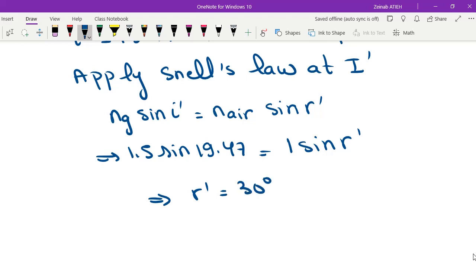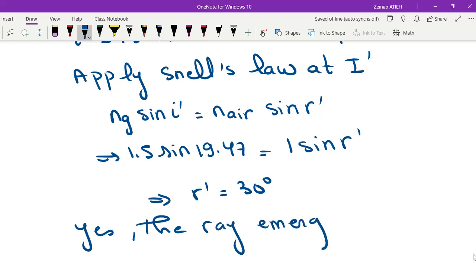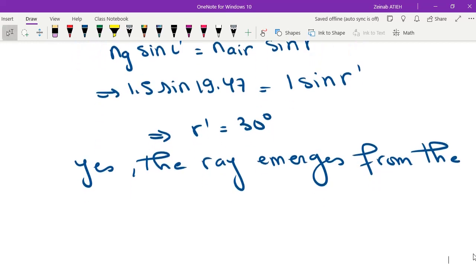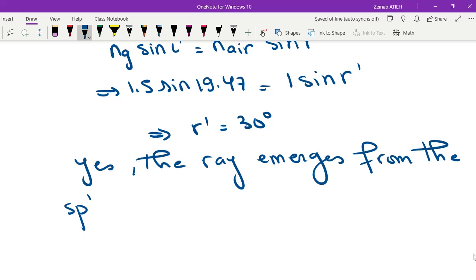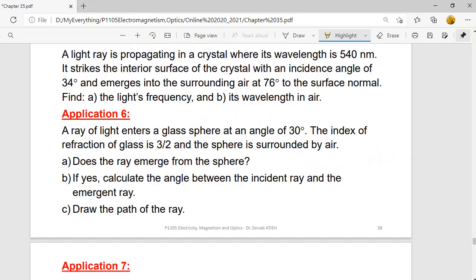So yes, the ray emerges from the sphere. This was the question. Does it emerge? Yes, it emerges. Part B says, if yes, calculate the angle between the incident ray and the emergent ray.